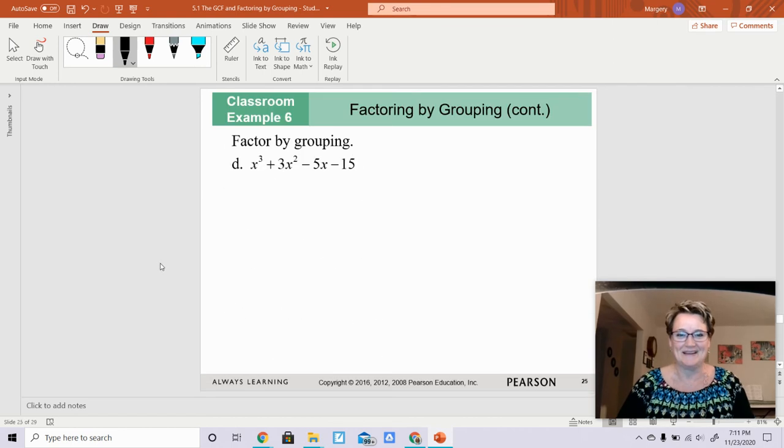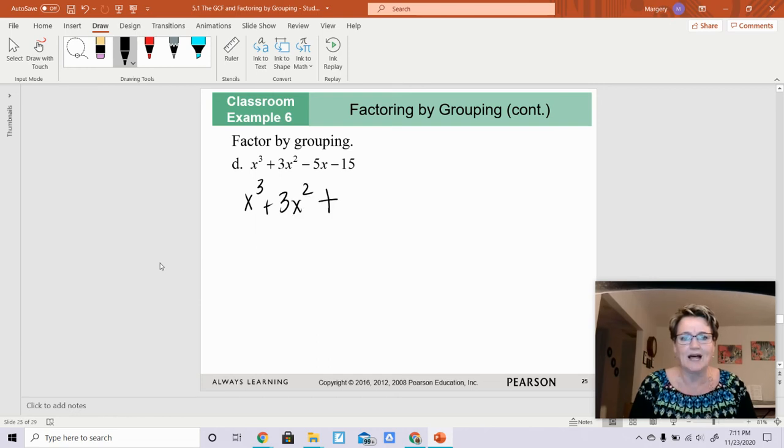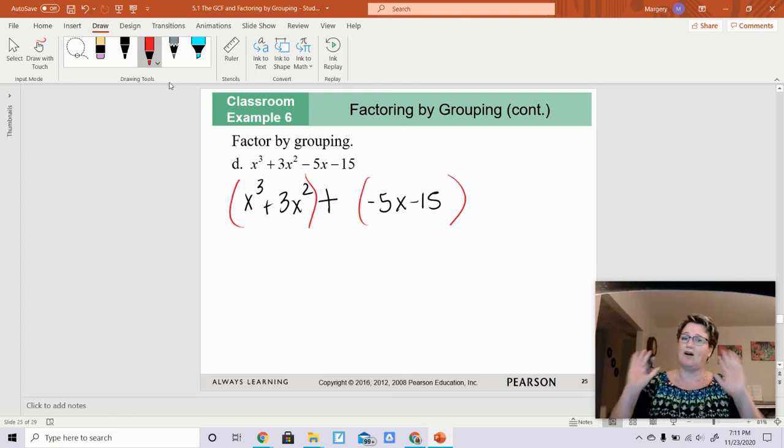I have faith. All right, this one here has issues. X to the third plus 3x squared plus negative 5x minus 15. You guys, I like the plus sign in the middle. So I'm going to grab these 2 together. I'm going to grab these 2 together. You guys, all I did was put a plus sign in the middle. That's it.